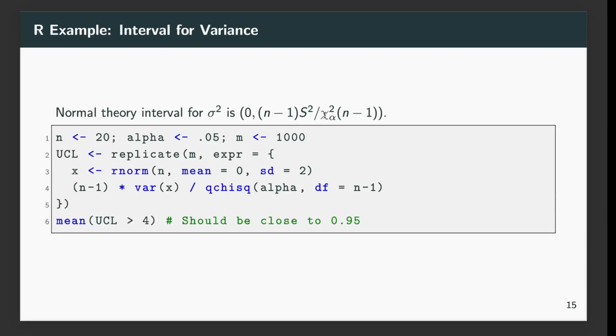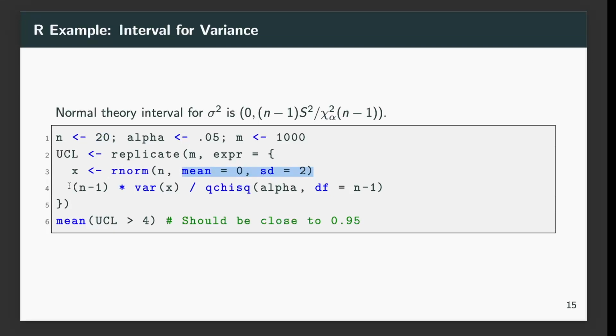So now the R code shows that if we set n equal to 20, alpha equal to 0.05, and the number of replications to be 1000, then we can use each replicate to generate m upper confidence limits, the UCL. First, we use the replicate function of m, where the expression contains these two lines. First, we generate n random numbers. Each time we generate 20, with a mean of 0 and a standard deviation of 2.